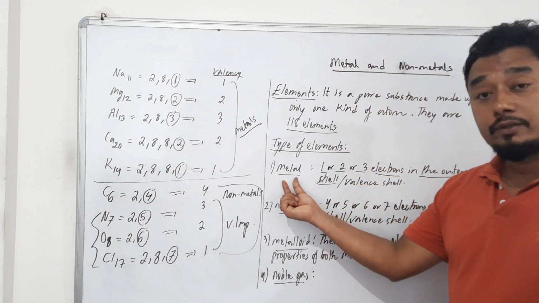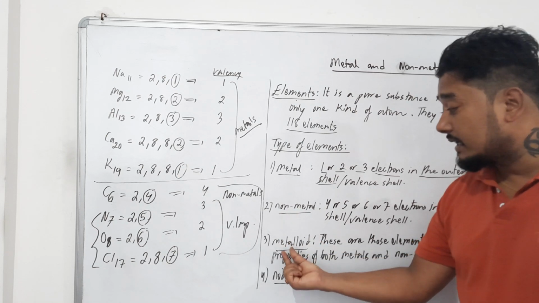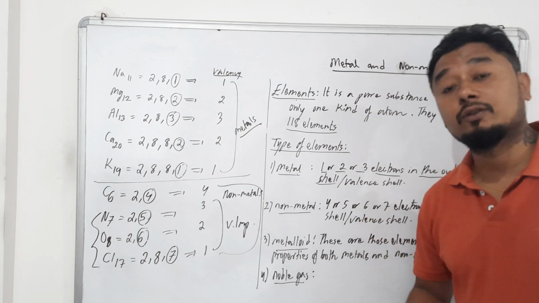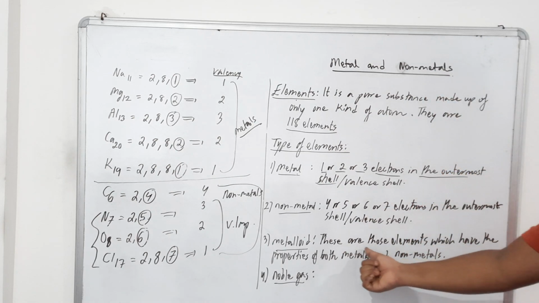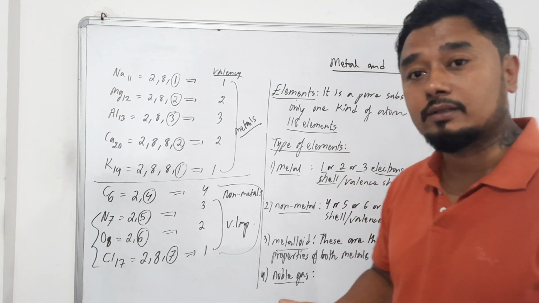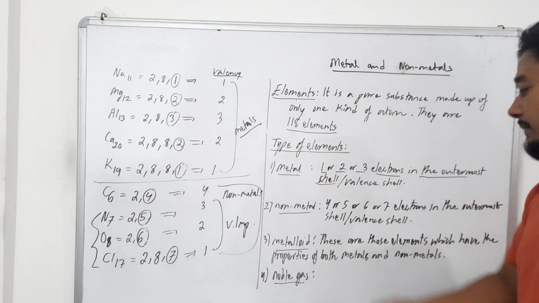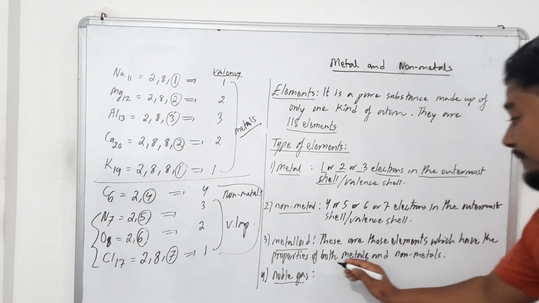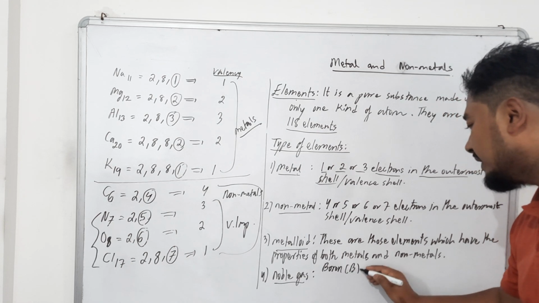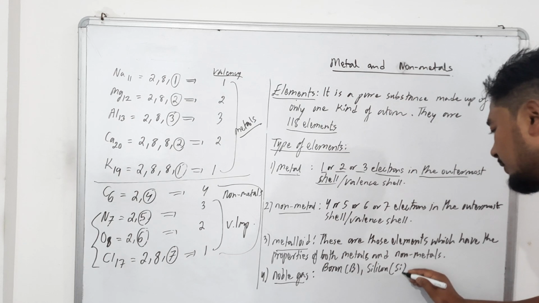They have 1, 2, 3 electrons in the outermost shell, they have 4, 5, 6, 7 in the outermost shell. But by that way, we cannot isolate metalloid. So do remember, if anyone asks you the definition of metalloid, what you have to say? These are those elements which have the properties of both metals and non-metals. If the element has the property of both metal and non-metal, we call them metalloids. And there are many examples of it. One of them is boron, symbol B. Another one is silicon, symbol capital S, small i.